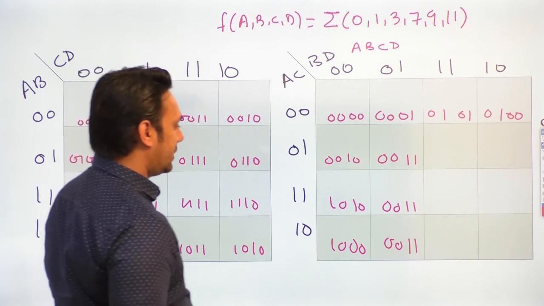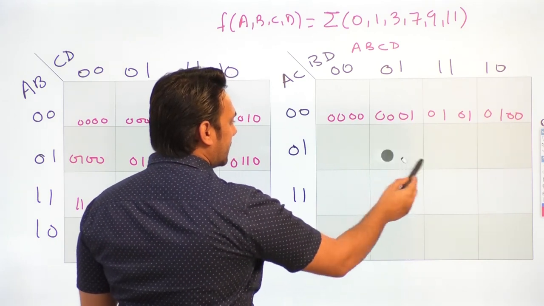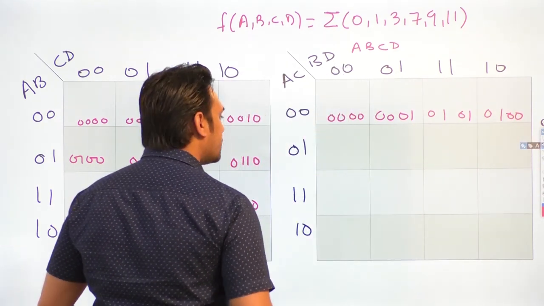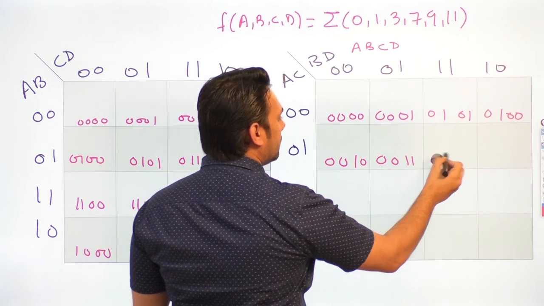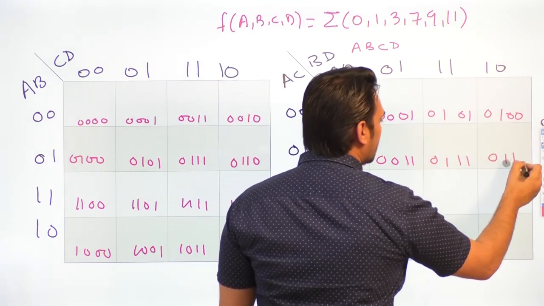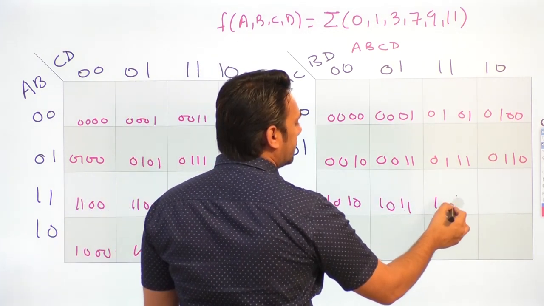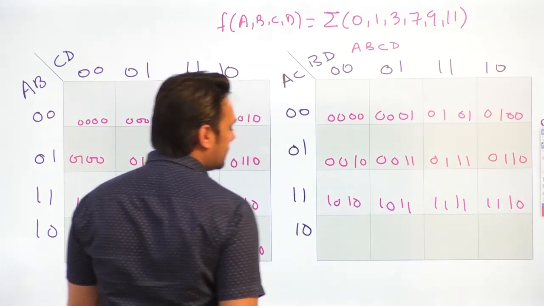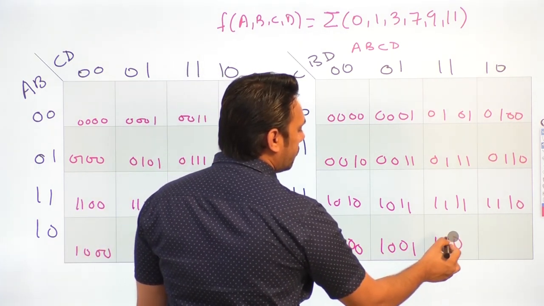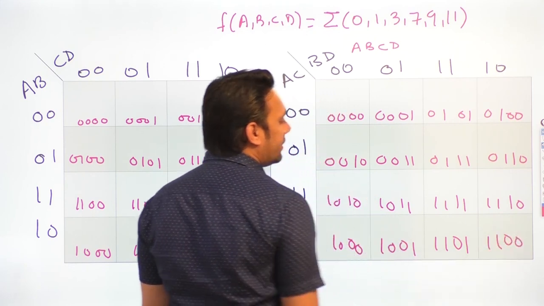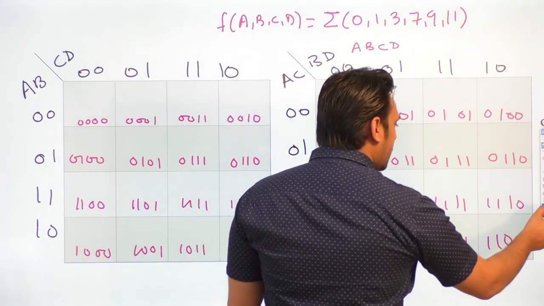Okay, I'm so sorry. I think I've made a mistake here. So this is representing 0100, 0101, 0111, 0110. This is 1100, 1101, 1111, 1110. This is 1000, 1001, 1011, 1010. These are the values that each of these cells is representing. Okay, clear?